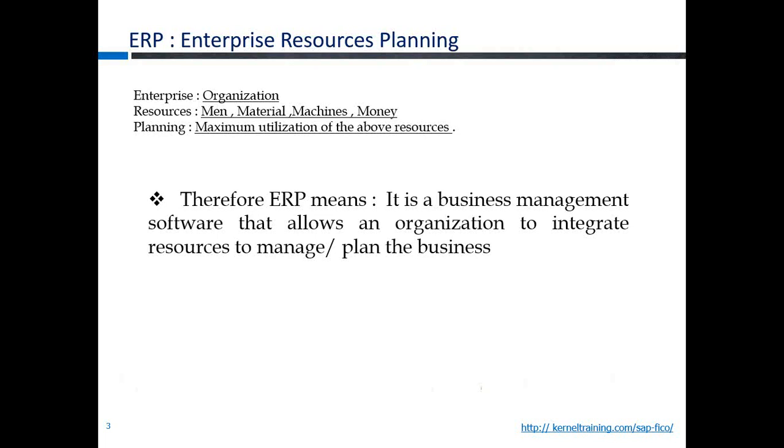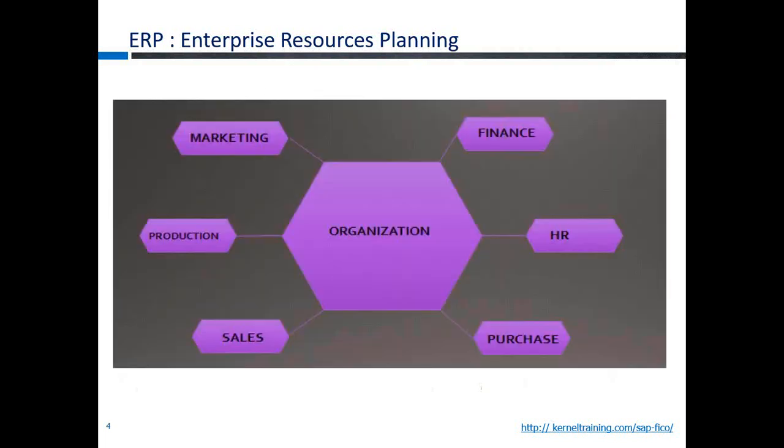So now you can understand what is meant by ERP. ERP is nothing but organization, men, material, machines, and money, which are known as 4Ms, and the maximum utilization of these above resources will be called planning. So to put it simply, for your better understanding, ERP is a business management software that allows an organization to integrate resources to manage and plan the business. Okay, so now we'll go further deep into ERP.